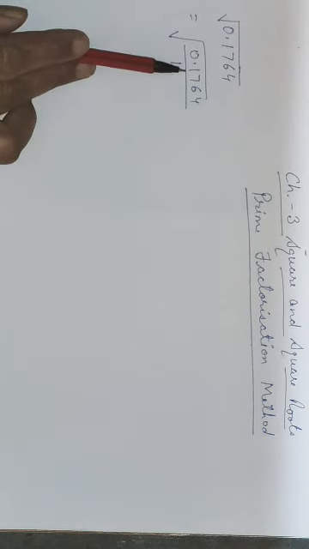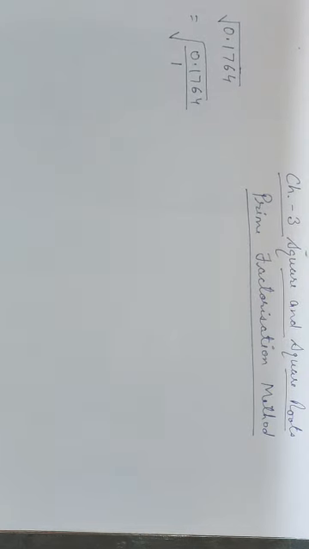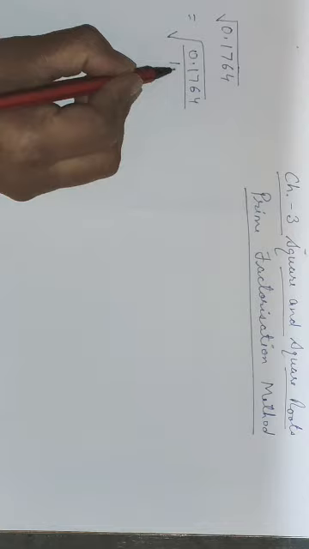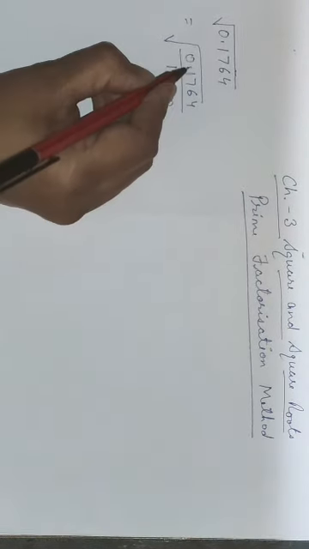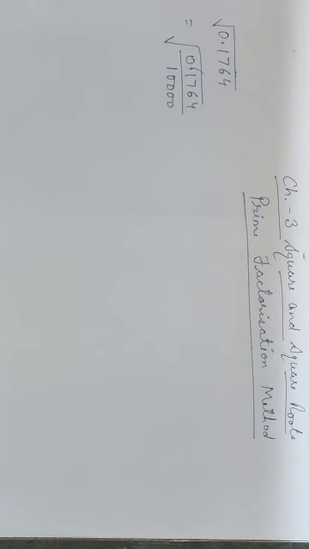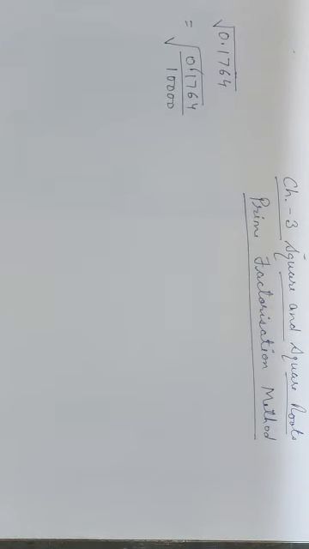Count how many digits there are after the decimal. 1, 2, 3, 4. In this case, we have 4 digits after the decimal. So we will put 4 zeros with 1. Now the decimal gets removed. So this is the method to remove the decimal. In place of the decimal, put 1 in the denominator. Count the number of digits after the decimal and place that many zeros in the denominator.